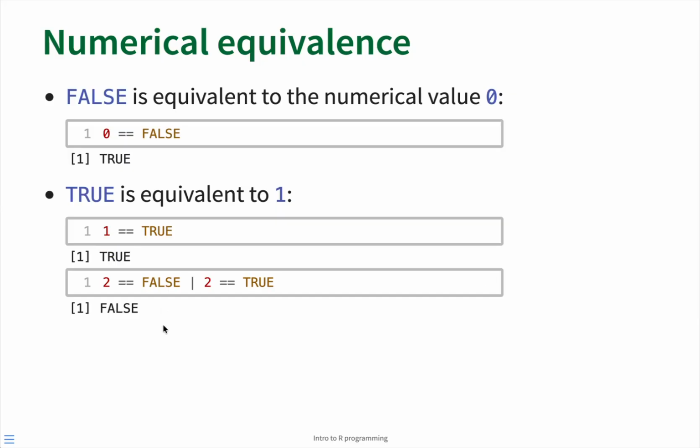However, what we see is that other numbers are not regarded as equivalent to these logical values, right? So we can say is 2 equal to false, or is 2 equal to true, and we know that both of those must be false because this is an or condition. So the fact that the total output is false means that both of these must also be false.